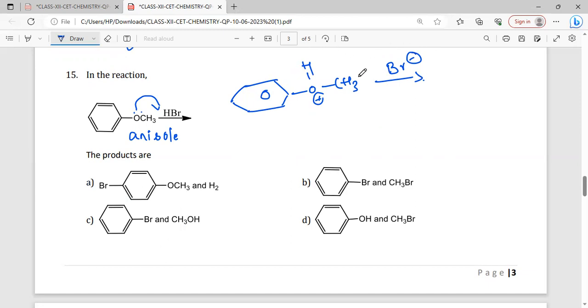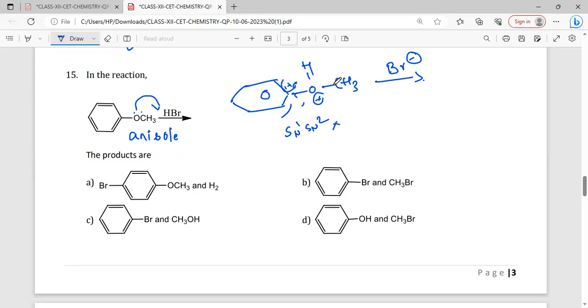So where will this nucleophile attack? The thing is, I can break either this bond or this bond, right? But if I break this bond, I'll be getting phenyl carbocation. So this is highly unstable, right? We know that SN1 and SN2, both kinds of reaction do not happen with your aryl substituted groups, right? So that's why I cannot break this bond.